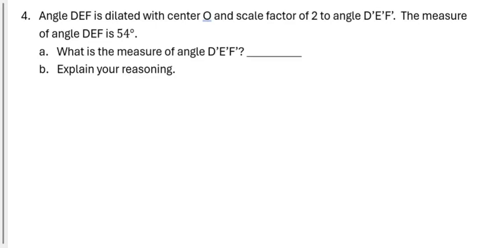Problem 4, angle DEF is dilated with center O and a scale factor of 2 to create angle D prime, E prime, F prime. The measure of angle DEF is 54. What is the measurement of angle D prime, E prime, F prime? And the answer is also 54 degrees. The example that I give in terms of my reasoning, anytime I go down to a copy machine and I make a copy of a triangle, make it, let's say, larger or smaller, what doesn't change are the angle measurements.